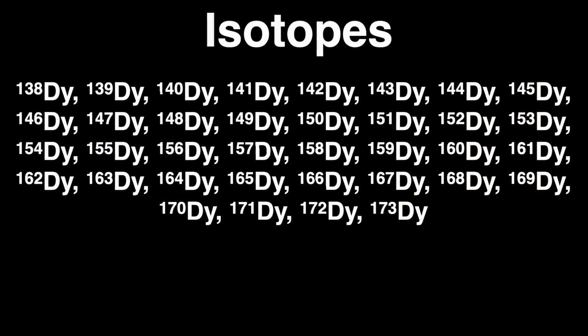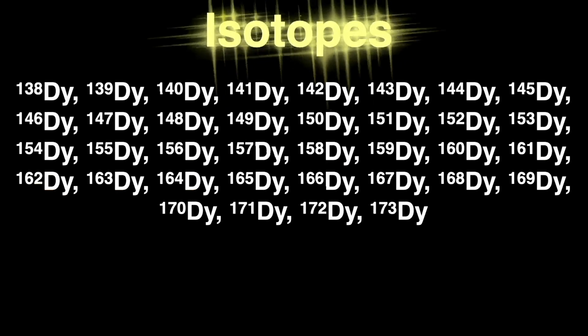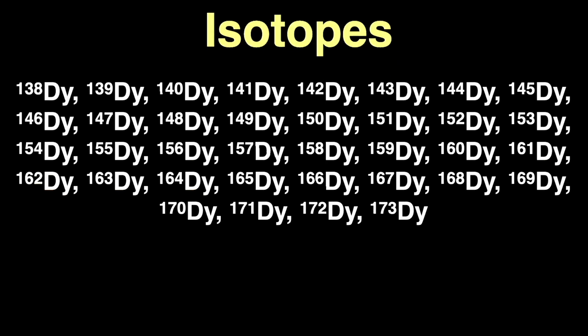Each element has many different forms. For each specific element, the number of protons in the nucleus is the same, 66 protons for dysprosium, but there can be different numbers of neutrons in the nucleus. All these different forms are called isotopes. They're chemically identical to each other, but with slightly different weights. The number you see next to the chemical symbol is the total number of protons and neutrons in the nucleus.